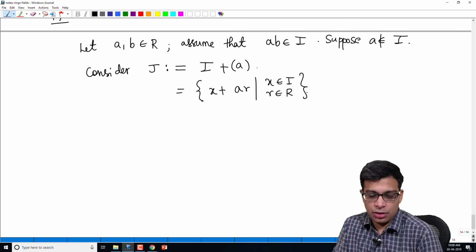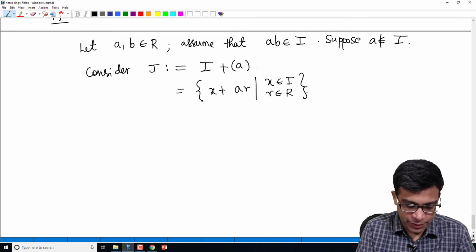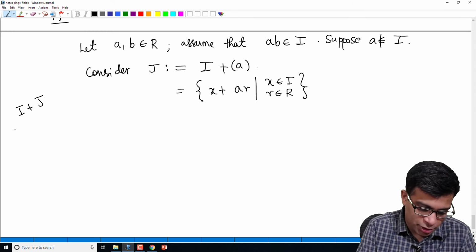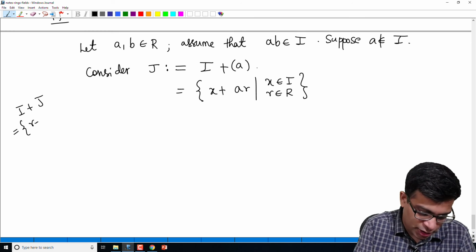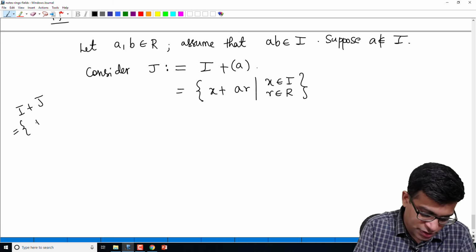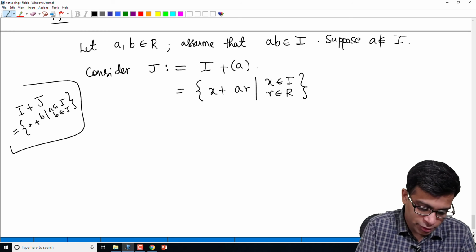Okay, this is a simple description of elements, but in general, if I and J are two ideals, I plus J is just the set of A plus B, where A is in I, B is in J. This turns out to be an ideal in fact.